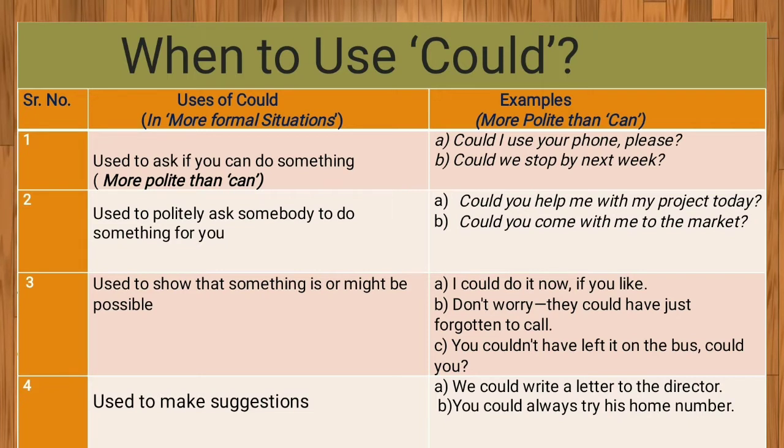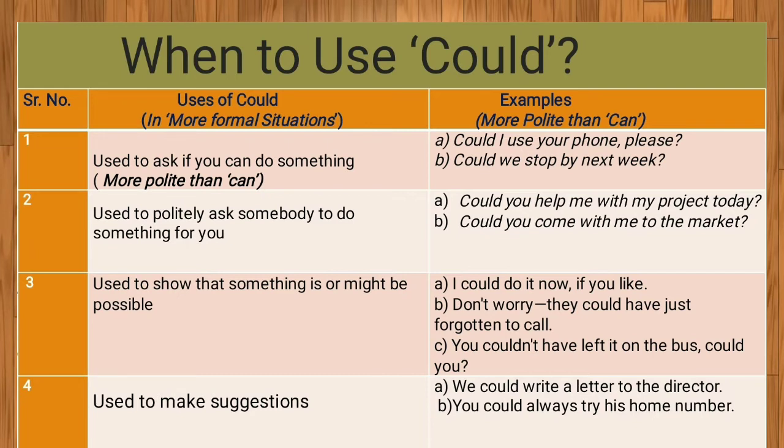For example, could you help me with my project today? The second example is, could you come with me to the market? So these two examples, as you have seen, are used to politely ask somebody to do something for you. The third usage is the modal auxiliary could is used to show that something is or might be possible.